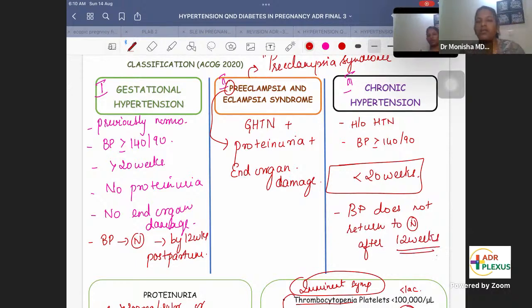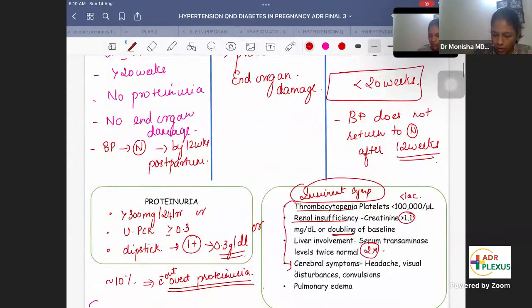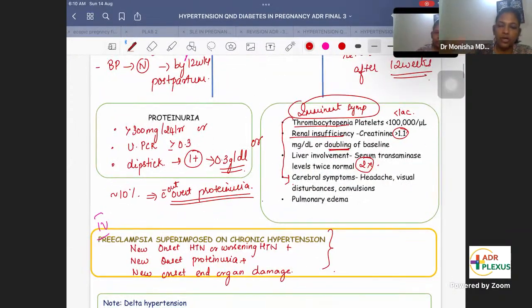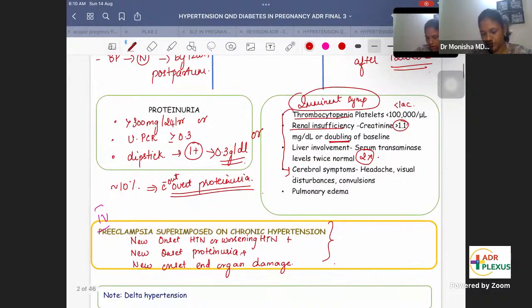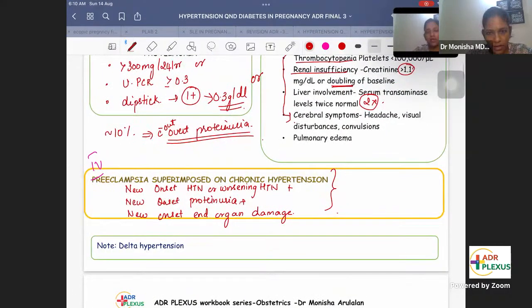Another important factor is that the BP will definitely not return to normal after the 12 weeks of pregnancy. That is one thing. When I say preeclampsia superimposed on chronic hypertension, as I already told, there is hypertension. The hypertension may worsen, or there may be new onset proteinuria, or new onset end organ damage. How is it different from preeclampsia?